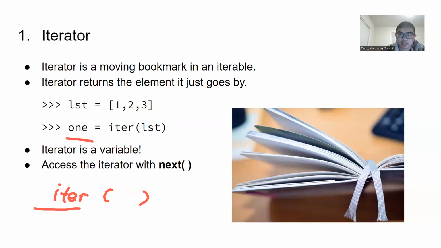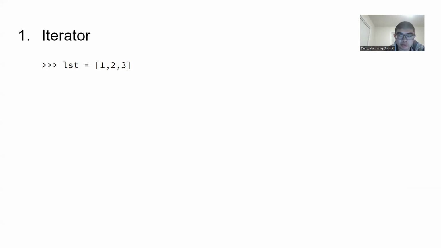So when you hold the bookmark in your hand as you read the book, try to remember that you still have a bookmark. Each time it will follow you as you read the book. So this is an example of how to use an iterator. Suppose I have a list 1, 2, 3, and I use it to create an iterator of the list, to make a bookmark of the list.